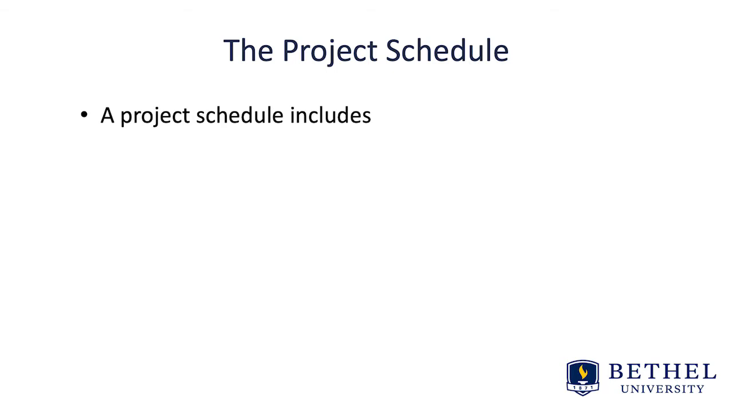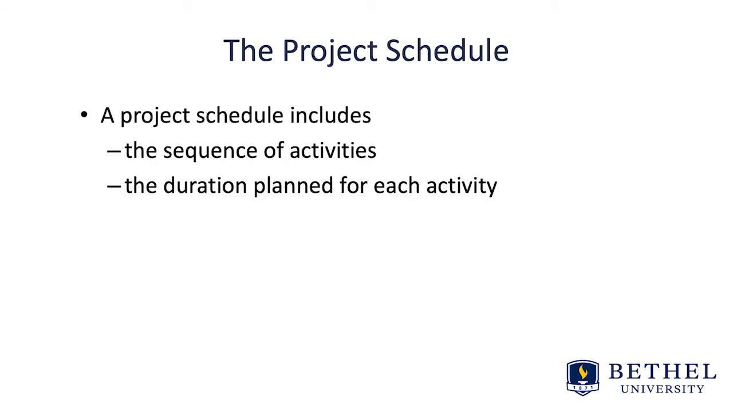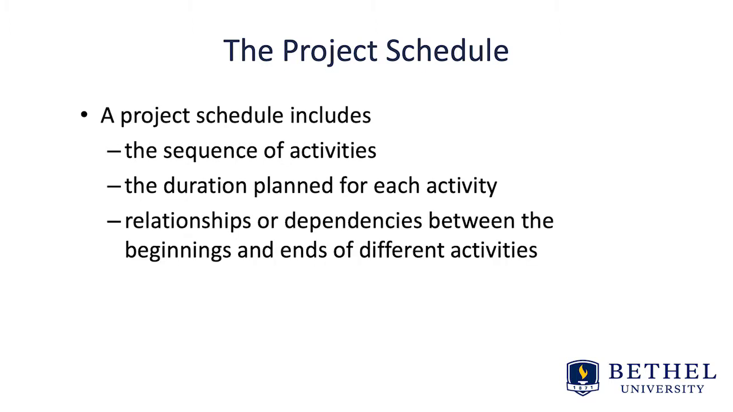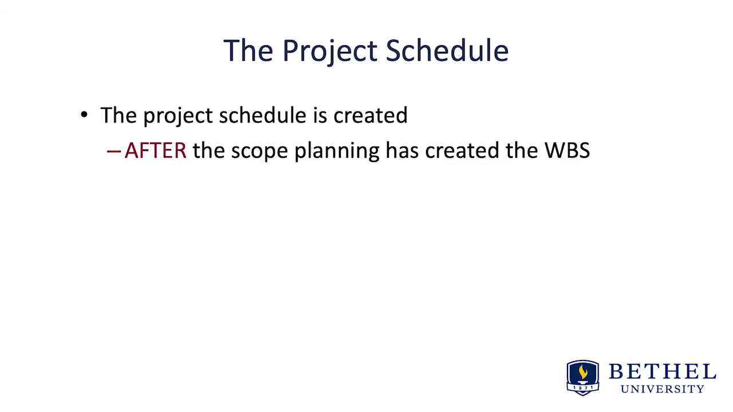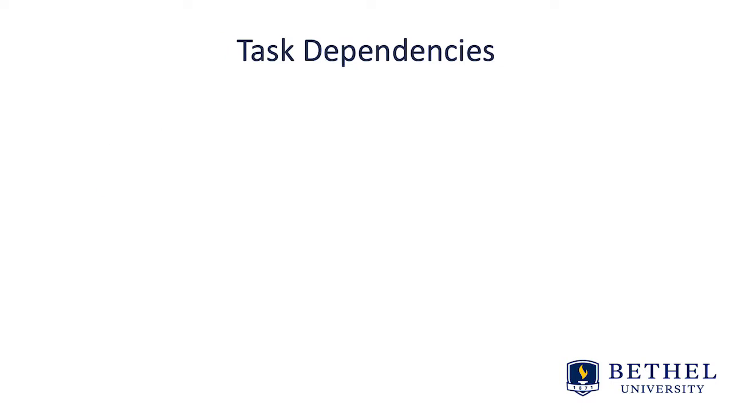So let's talk about putting your schedule together for your project so you can communicate when you're going to be done to your stakeholders. The project schedule includes the sequence of activities, the duration plan for each activity, and relationships or dependencies between the beginnings and ends of different activities. The project schedule is created after the scope planning has created the work breakdown structure, or WBS, and before the project resource planning occurs. Let's talk about task dependencies.